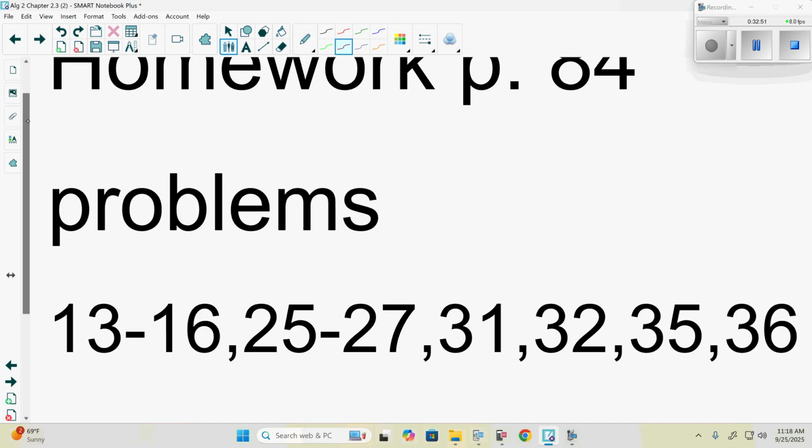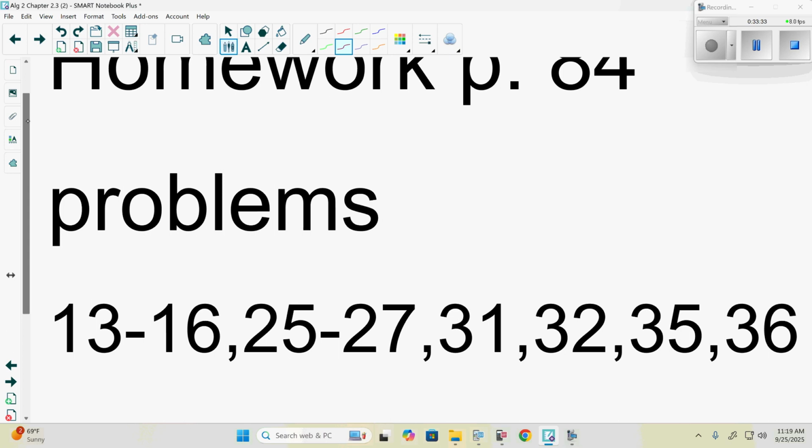So 13 through 16, given the equation, find the focus, directrix, axis of symmetry. Go on and give me the vertex if you remember to, but you do not have to graph those. For 25 through 27, we just want to write the equation. They gave us, even on the directrix, the equation. We just need to find it.